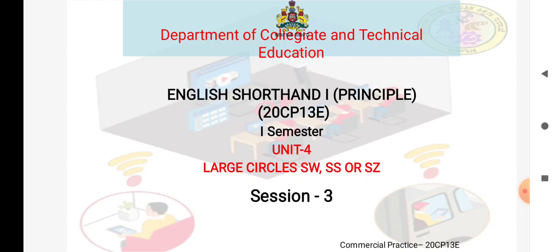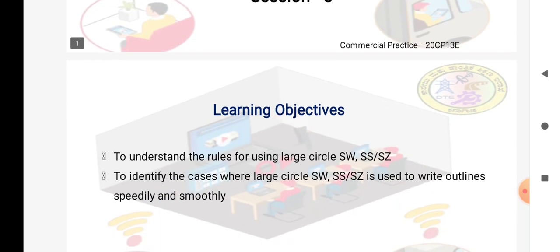In today's session, Unit 4, Session 3, we are going to learn large circles swa, ses or says. We are going to read and understand the rules which have to be followed when using these large circles swa, ses and says. So the large circle represents swa, ses or says in a particular word.